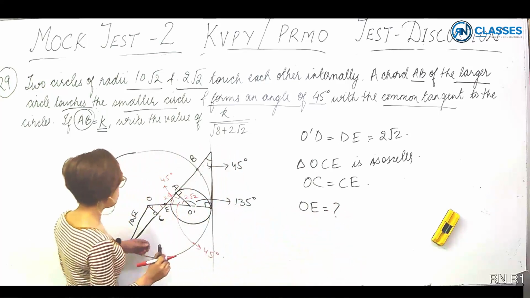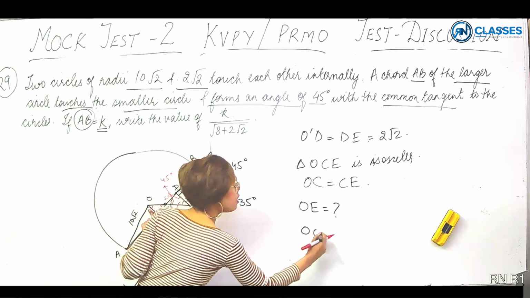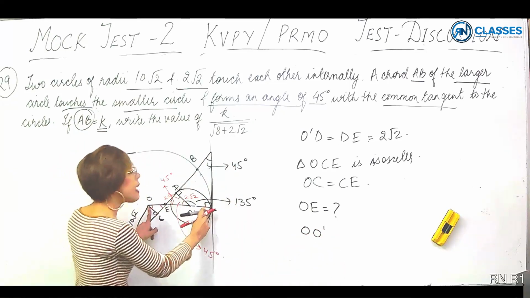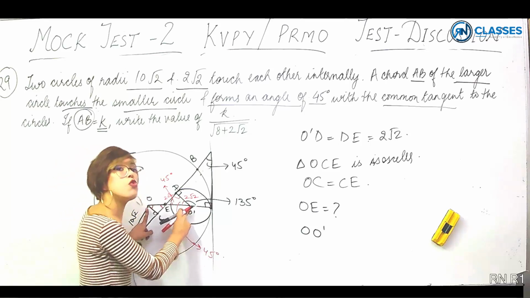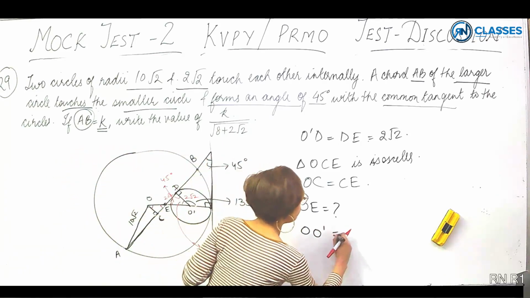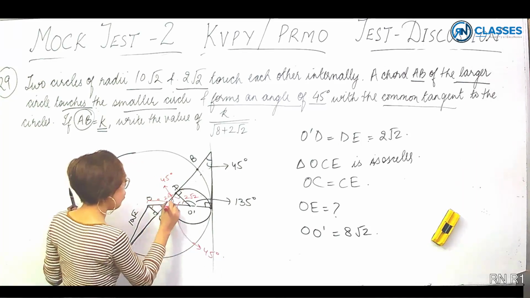Okay, which length do I know? I know the length OO dash. What is the length OO dash? The distance between the centers. This entire thing is 10 root 2. This is 2 root 2. That means this is 10 root 2 minus 2 root 2. That is 8 root 2. Right? This entire length, I know.